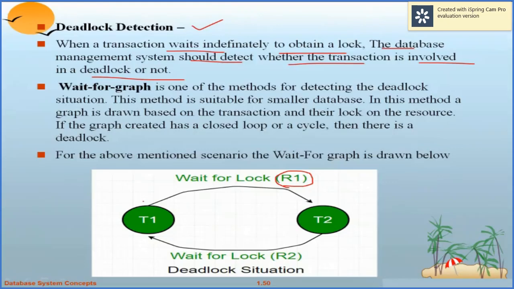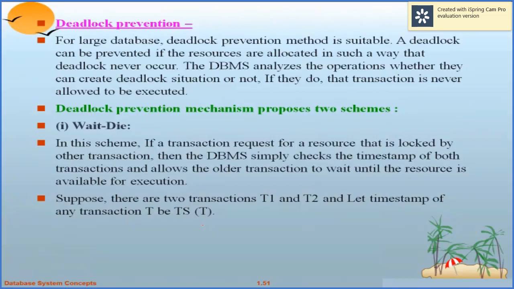Okay, so for this, you have one method called the wait-for graph method. This is one of the methods for detecting the deadlock situation. What happens is you try to draw a graph of the wait and hold conditions of transactions, and if you find that a cyclic loop has occurred, then that means there is a chance of occurrence of deadlock. Okay, so next one is deadlock prevention.